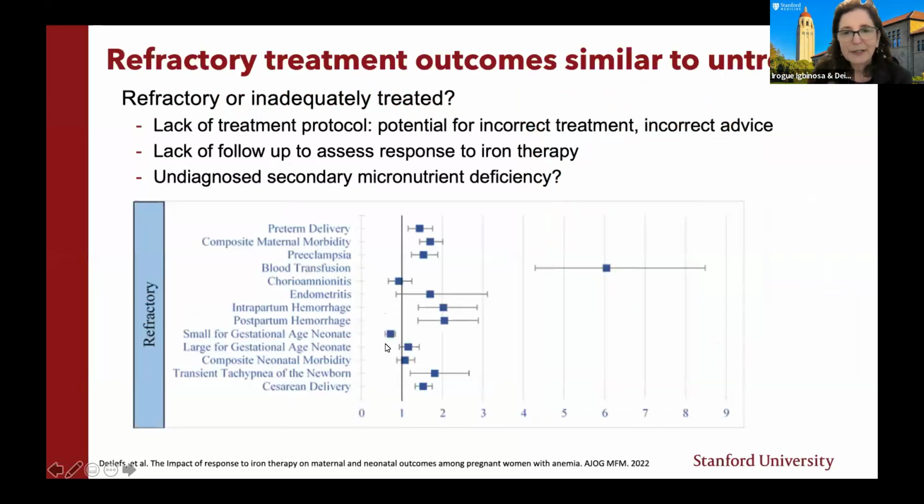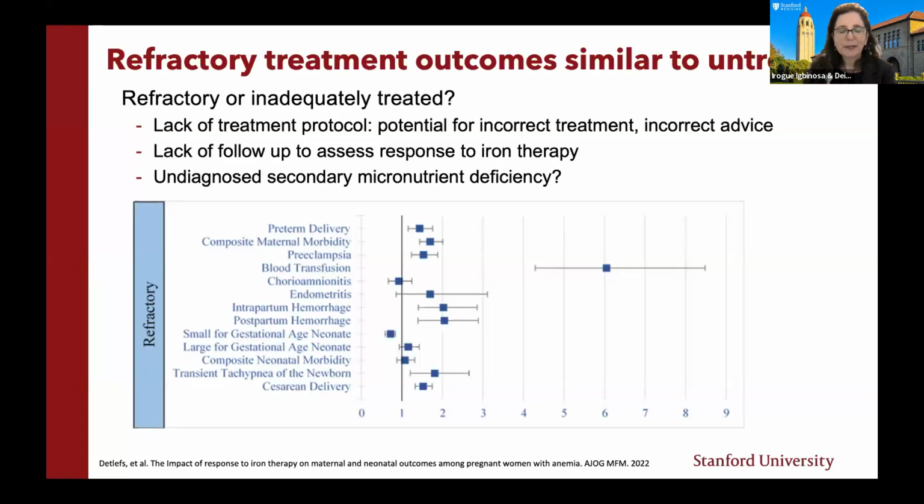The refractory-to-treatment outcomes were similar to the group that was entirely untreated. So this is the group that they tried to treat, at least if you read the chart, that's what the chart looked like they were doing. And yet their outcomes were just as poor as the ones who were not treated at all. It's hard to know if this refractory group was truly adequately treated and they just didn't do well.